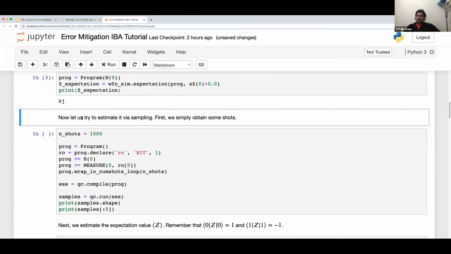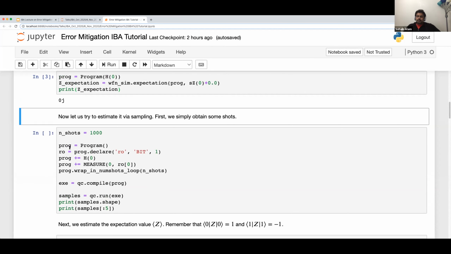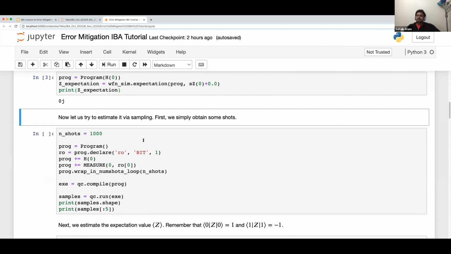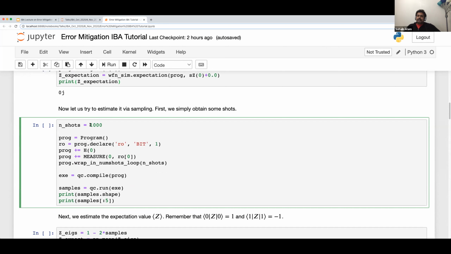Now, in real life, because quantum devices are probabilistic machines, we have to estimate it via sampling. So let's sample it via some shots, right? Let's say 1,000 shots. So now I'm initiating my program. I have to declare a readout register. RO just stands for readout.